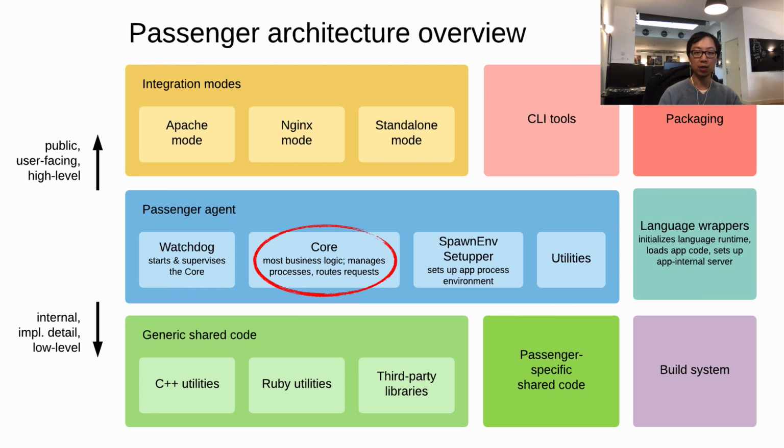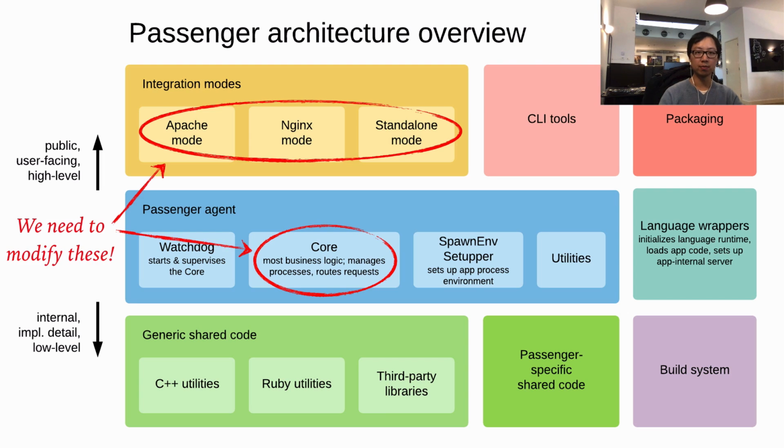Within the Passenger agent, the core is the entity that contains most business logic. Most of the other entities in the agent only provide helper roles. For example, the watchdog does nothing more than starting and supervising the core's health, while the spawn-env setuper is only there to aid application spawning by the core. In order to implement GLS, we need to modify these places here. We need to modify the integration modes because that's where the user-facing configuration options are defined. We also need to modify the core because most of the heavy lifting is done there.